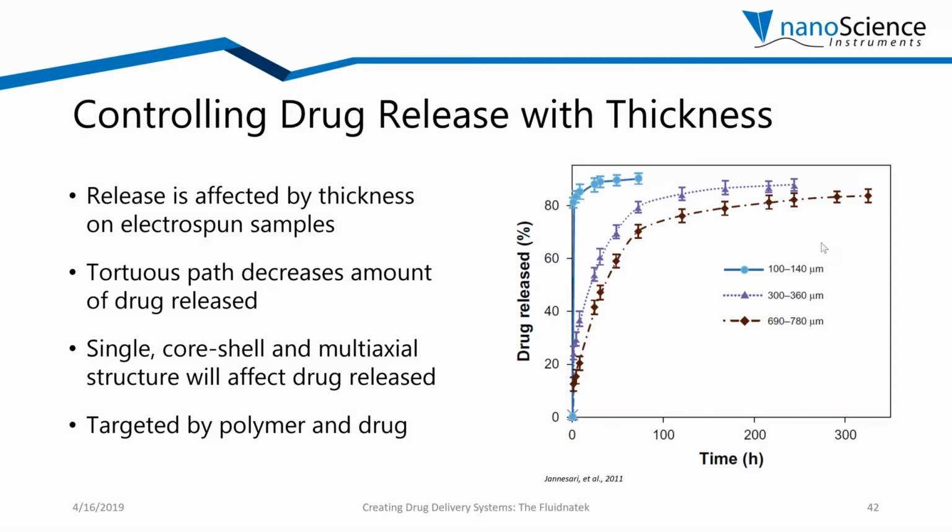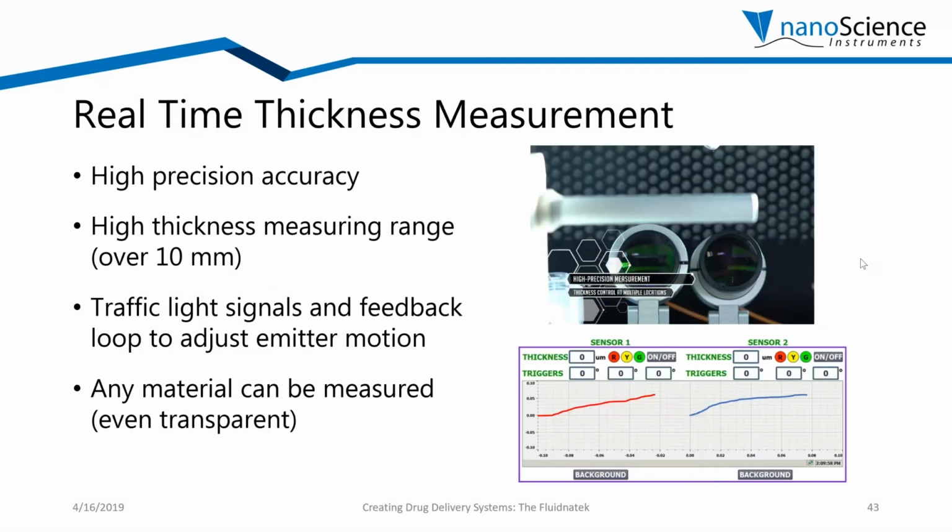We can actually measure the thickness in real time if the right accessory is employed. This is really important because anyone that works with electrospinning knows that sample thickness measurement is not easily done. What people usually do is measure the samples using calipers.